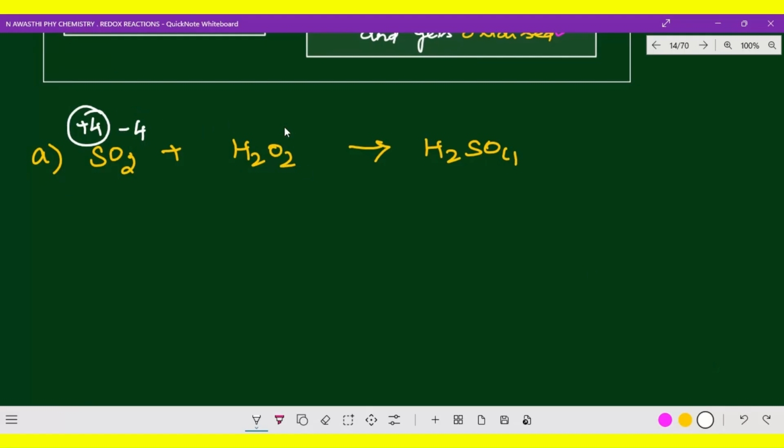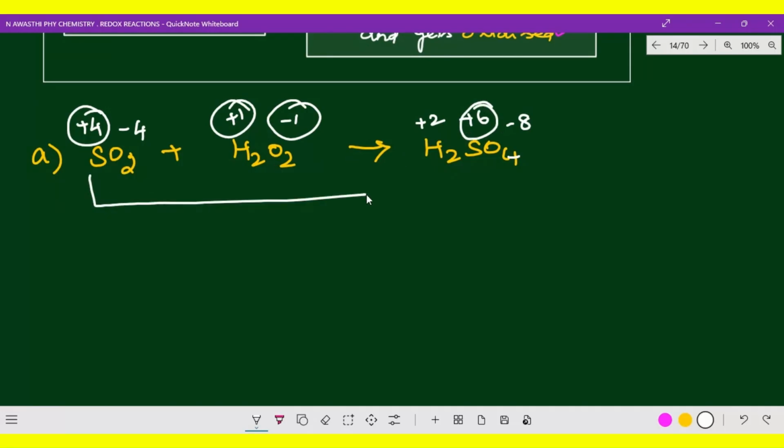And the same way, this is hydrogen peroxide. Peroxide oxygen is -1, so hydrogen is +1. And here H2SO4: we have to consider H2SO4 only. Oxygen, we have to identify in a separate way. It is -8 and hydrogen is +2, so sulfur is +6 oxidation. So sulfur is converted from +4 to +6.